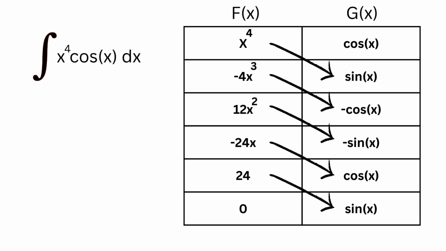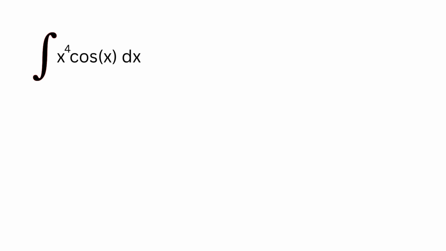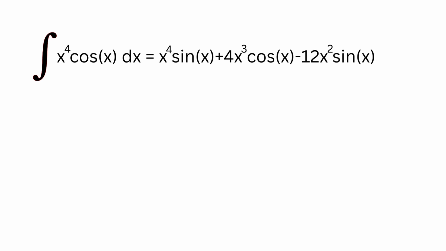Now we follow these arrows, so we multiply f of x by the integral of g of x. Second one, we multiply the first derivative by the second integral, and so on to reach the end. So it will be equal to x power 4 sine x plus 4x cubed cosine x minus 12x squared sine x minus 24x cosine x plus 24 sine x.